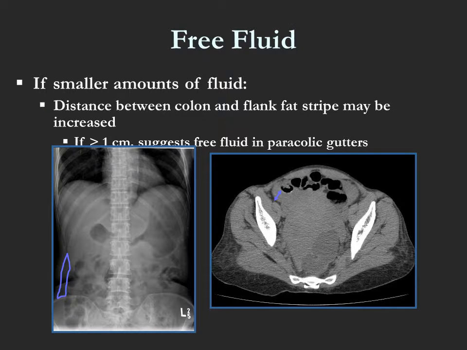Different radiographic findings occur when smaller amounts of free fluid have accumulated. When smaller amounts of free fluid are present, the distance between the colon and the flank fat stripe may be increased. If this distance is greater than 1 centimeter, there is likely free fluid in the paracolic gutter. Note the distance between the bowel and the flank fat stripe is increased on the plain film shown, indicated by the area highlighted in blue. The CT scan shown on the right also demonstrates this finding as indicated by the arrow.